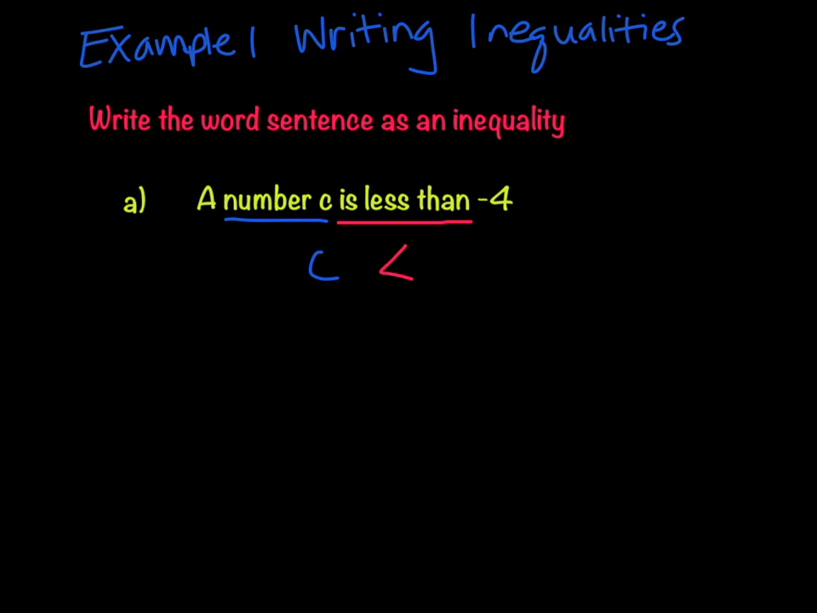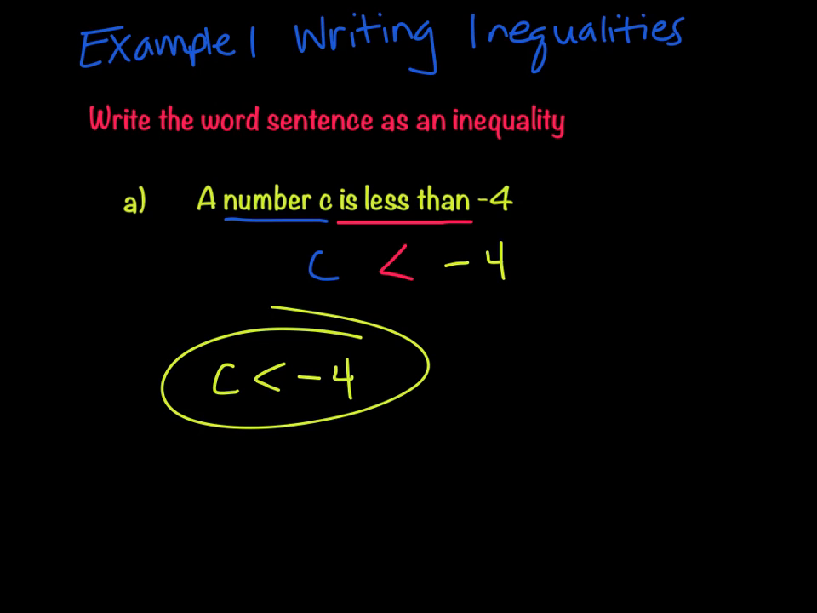We don't know what it is, so I'm just going to put that below. I put my inequality sign, and there's nothing else that I need to do to the -4, so I leave it as is. So to write this as an inequality, it would be C is less than -4, and that would be my answer. A number C is less than -4. Did it say anything about it being equal? No. So that's my sign. This is what I'm trying to help you figure out, is what my inequality sign is going to be. Let's try another one.